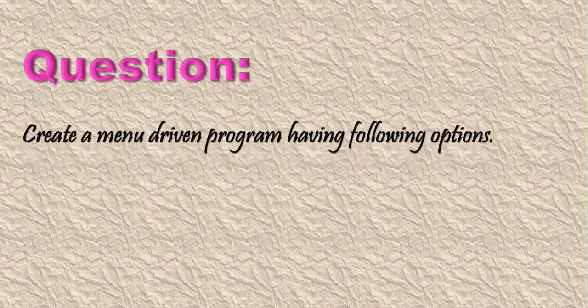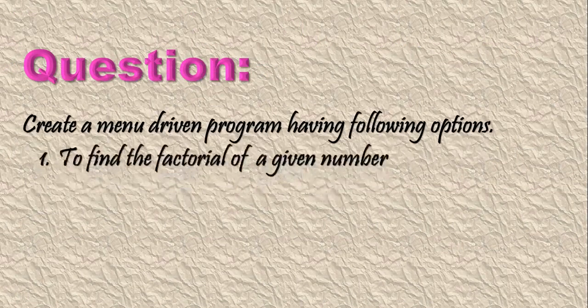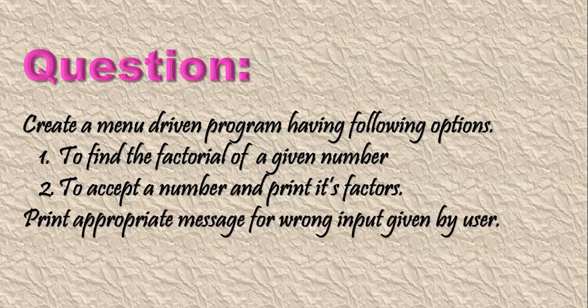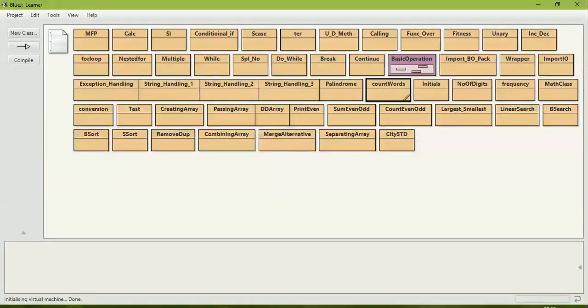We will create a menu driven program for two tasks, that is to find the factorial of given number, the other one is to accept a number and print its factors. So it should print appropriate message for wrong input given by the user. Let us go to the program.